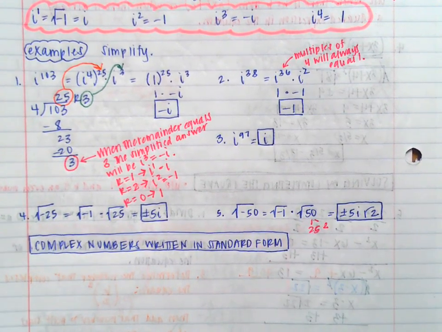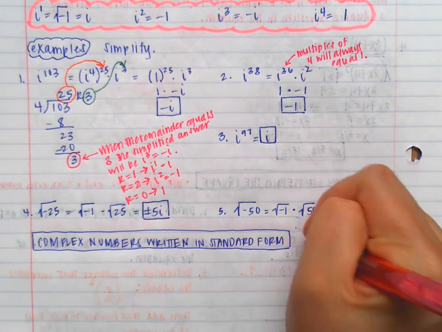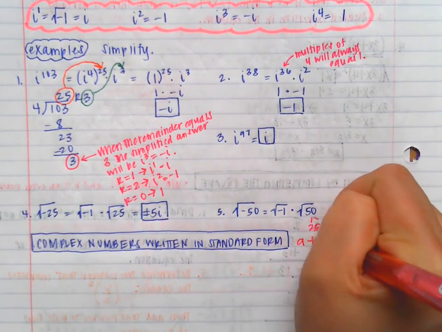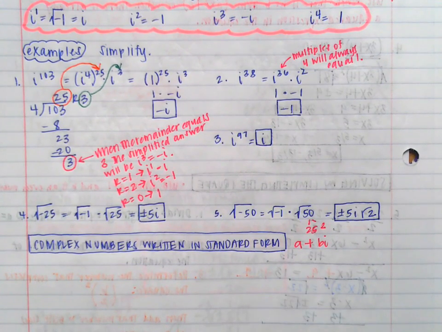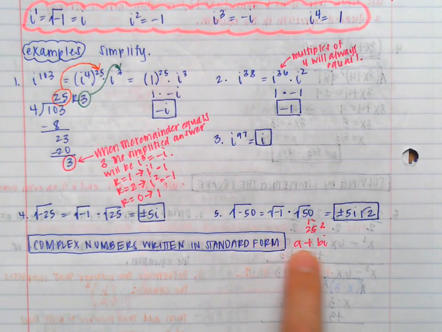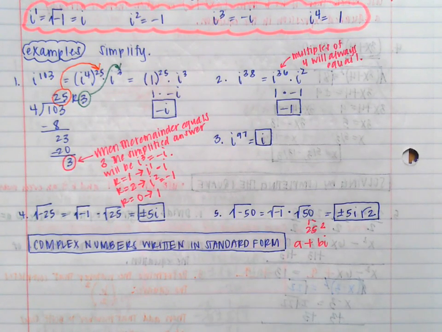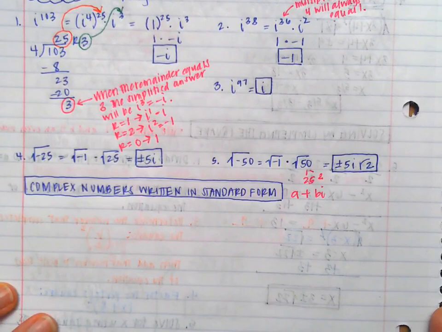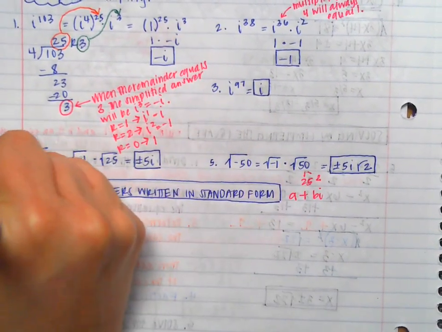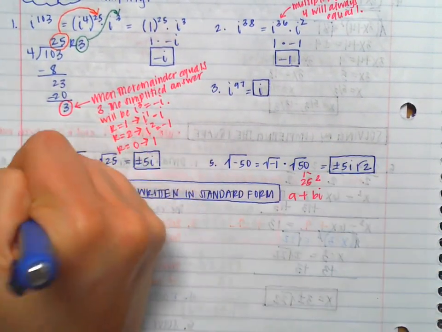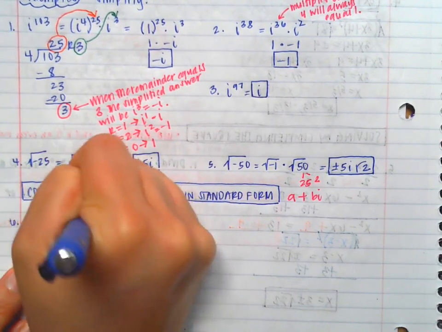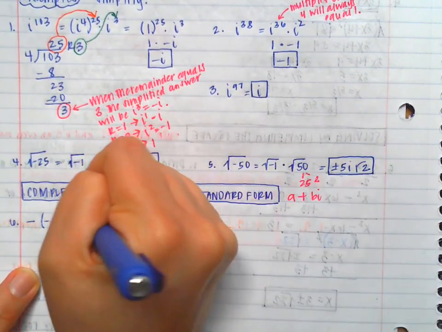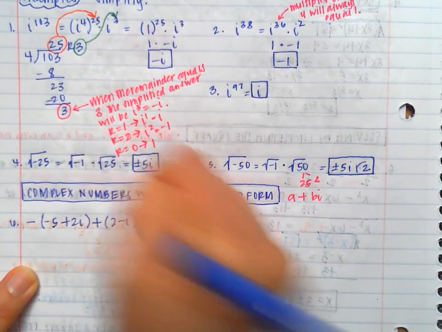So when you have a complex number, to write something in standard form, you always write the real part first and then the imaginary part. So if it's an expression with addition and subtraction in between, you always write the real part first and then the imaginary part. So I'll show you an example of what I mean. So let's do number 6. If I gave you negative times negative 5 plus 2i, plus 2 minus i.